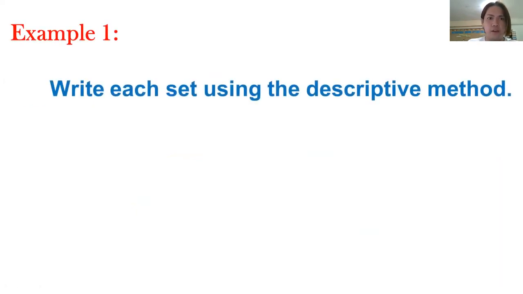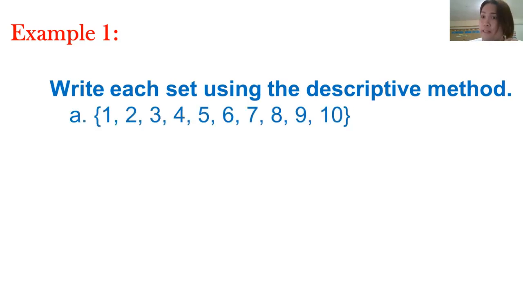So now let's have another example. Write each set using the descriptive method. These are applications of what you learned yesterday, the third method of naming a set, which is the set builder notation. In this example, you're going to write each set using the descriptive method. Let's have an example. A: we have 1, 2, 3, 4, 5, 6, 7, 8, 9, 10. How will you write this set using the descriptive method? Try to think. Okay, let's see if you got it correct.